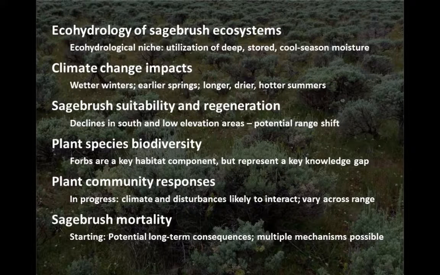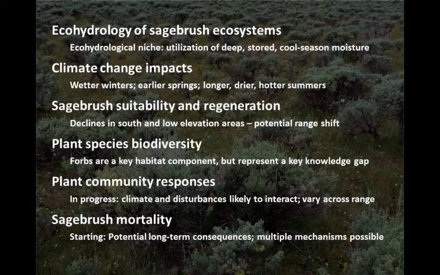In terms of plant community responses, this is still in progress, but we do have some evidence, and we expect that climate and disturbances are likely to interact, and the influence of both climate change and disturbances we think will vary substantially across the range, both north to south with temperature gradient and probably east to west. There's probably some differences between how places in Wyoming might respond to places in Idaho, for example.